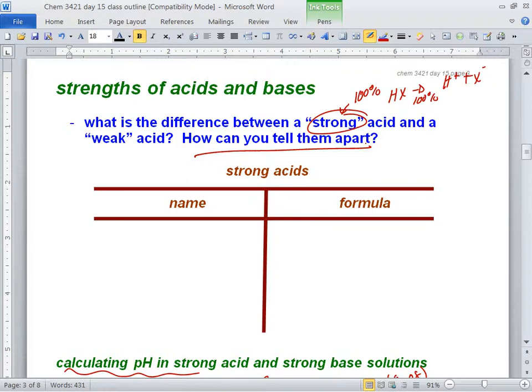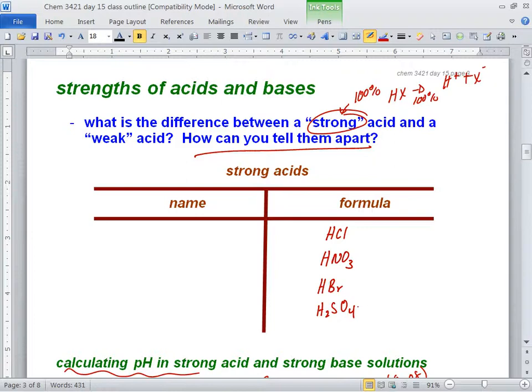So know these strong acids. Know the names and formulas of the 6 strong acids. And no problem, Desiree knows them all. Desiree, what were those strong acids? Do you remember some of them? HCl. HNO3. HBr. H2SO4. 1, 2, 3, 4. 2 more.